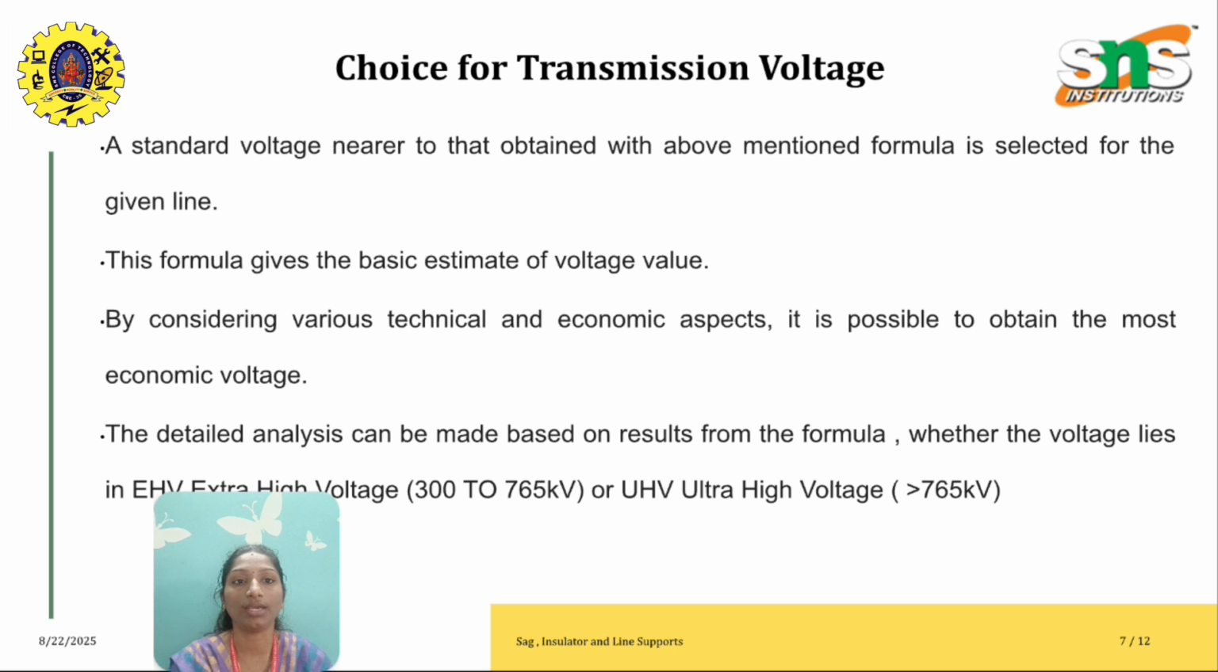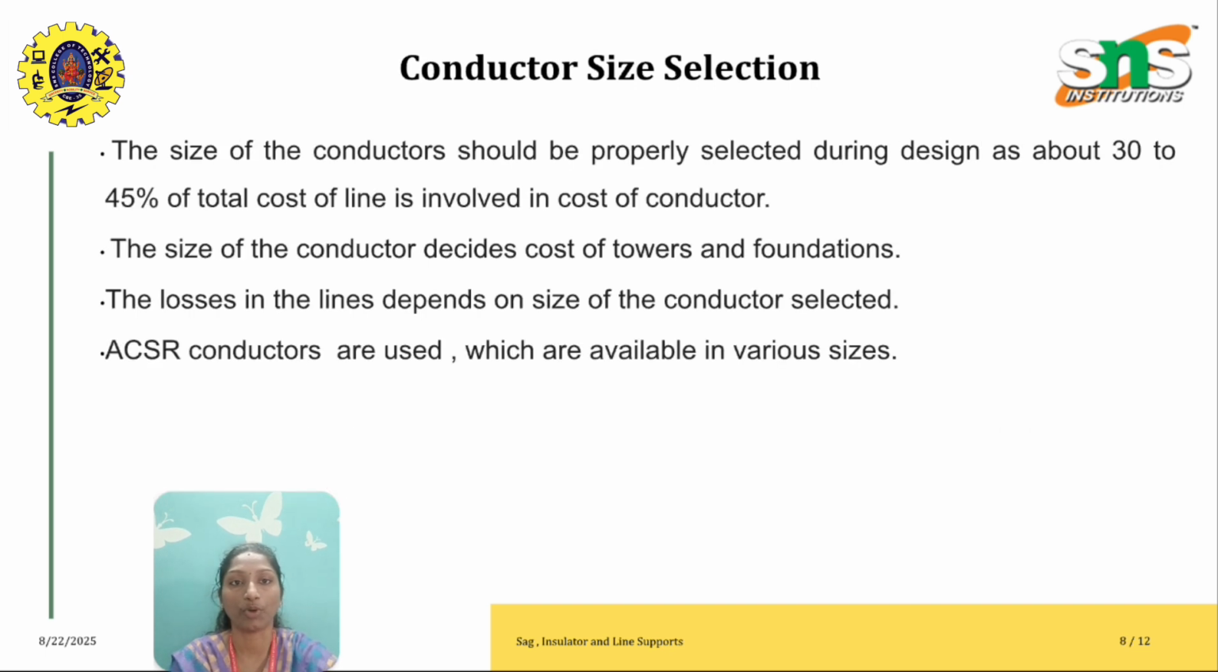Generally we classify the transmission line based on the voltage. We have medium transmission lines and long transmission lines based on the voltages. If the voltage is between 300 to 765 kilovolts, then that line we call extra high voltage. And if it is greater than 765 kilovolts, we call it an ultra high voltage transmission line. Before we design a transmission line, we have to check what voltage we are going to transfer and what distance we are going to travel. These two are very important parameters.